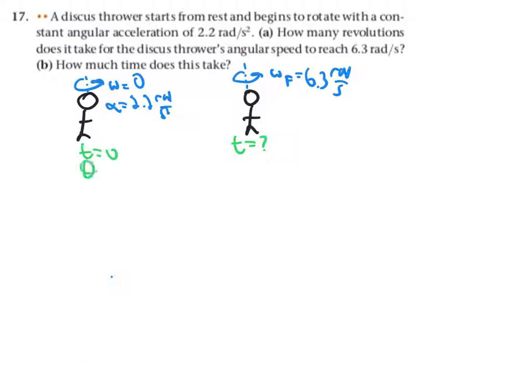So we start with theta equals 0, and we end up with theta equals theta f, which is how many revs, at t equals tf, which is how many seconds. That's what we're looking for here. So at first, what we have is an angular acceleration and angular speeds. Because it was at rest, the speed is 0 at the start, and we want a distance.